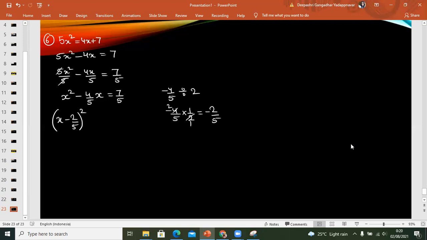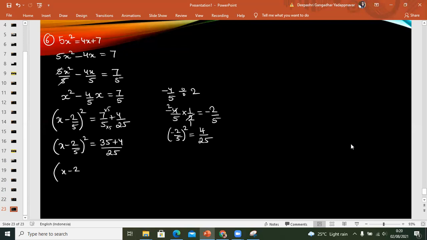Next step is we have to make this number a square. So minus 2 by 5, square it. You will get a positive value. 2 times 2 is 4, 5 times 5 is 25. Use that value here: 7 by 5 plus 4 by 25. Next, (x minus 2 by 5) square equals, if you multiply this with 5, the denominator will be the same. So 7 times 5 is 35 plus 4 divided by 25. (x minus 2 divided by 5) whole square equals 35 plus 4, which gives you 39 divided by 25.